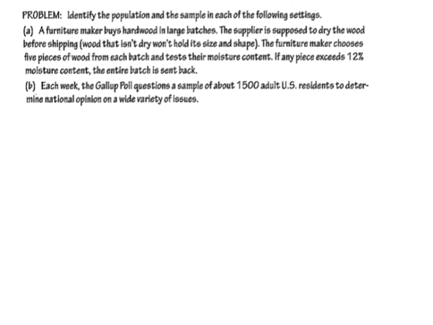We have two other examples that might help you determine which is population and which is sample. The first one: a furniture maker buys hardwood in large batches. The supplier is supposed to dry the wood before shipping. The furniture maker chooses 5 pieces of wood from each batch and tests their moisture content. If any piece exceeds 12% moisture content, the entire batch is sent back. I'm going to highlight anything I think is population in yellow and anything I think is sample in orange.